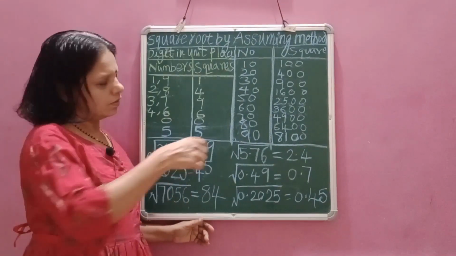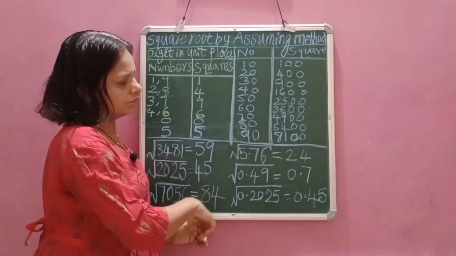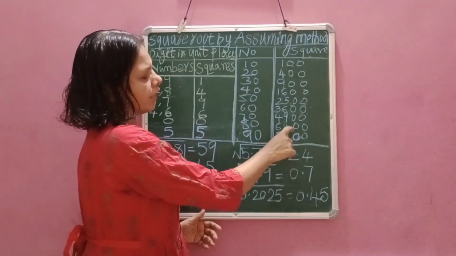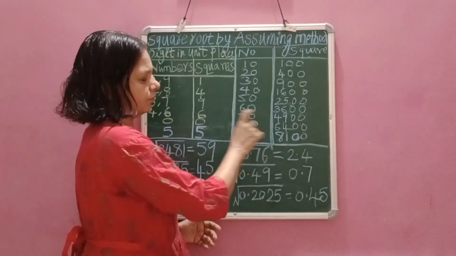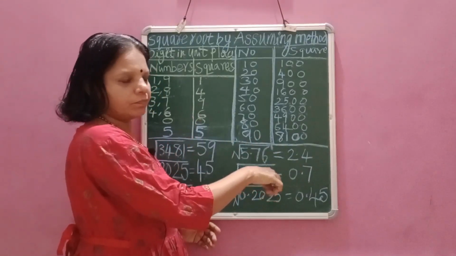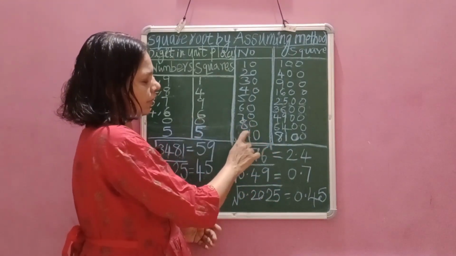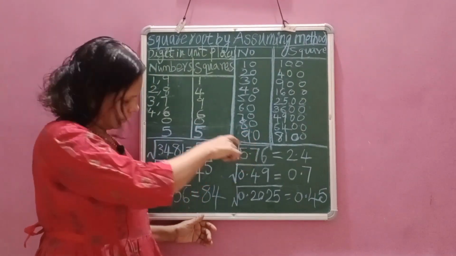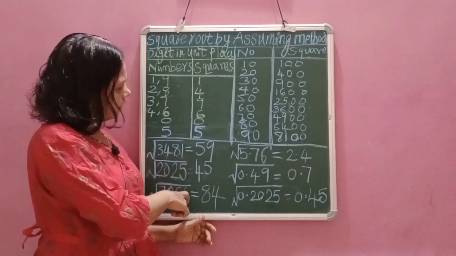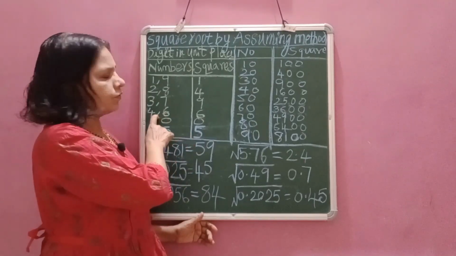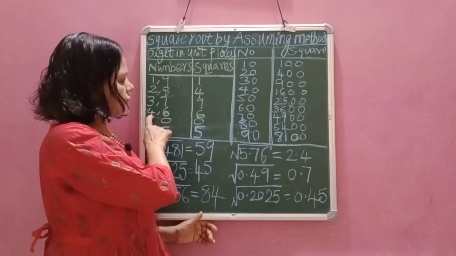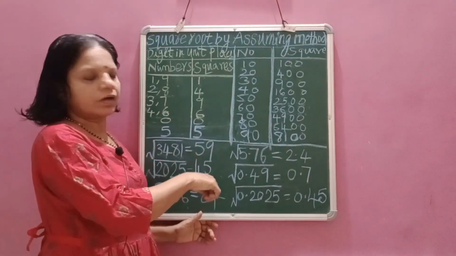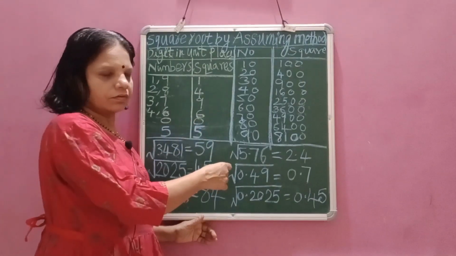Now 7056. Where is 7056? See. It is in between 6400 and 8100. Therefore, the square root will be in between 80 and 90. And the digit in the units place is 6. So, which are the possibilities? 4 and 6. Either it can be 84 or 86.